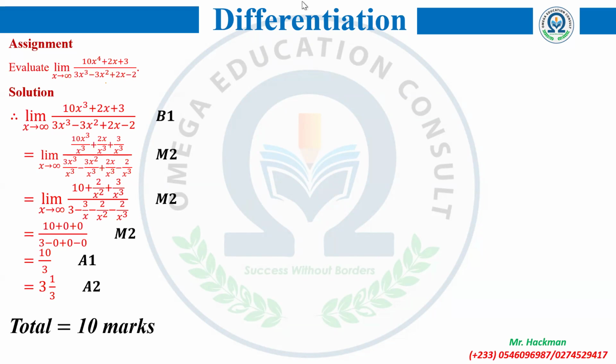So you were asked to evaluate this particular limit: the limit as s approaches infinity of this function, just as you can see on your screen. The first thing that you write is "Solution." Then you write whatever limit you are asked to evaluate, which is what you have. Your ability to do that will be B1. So this one is just copy and paste and get some marks.